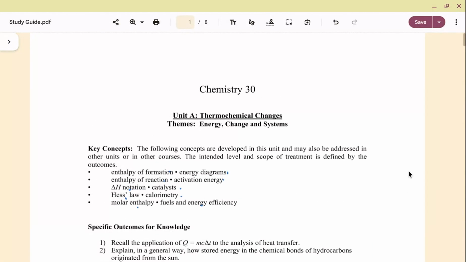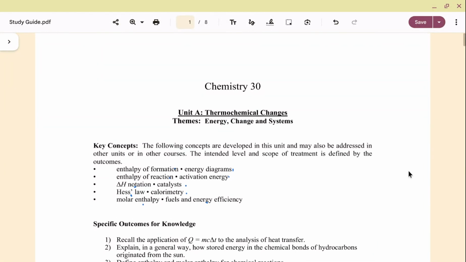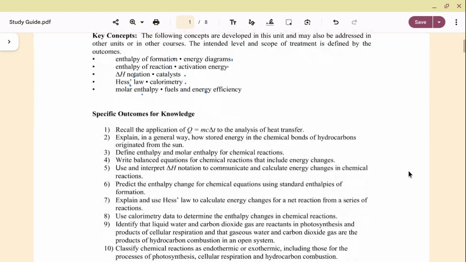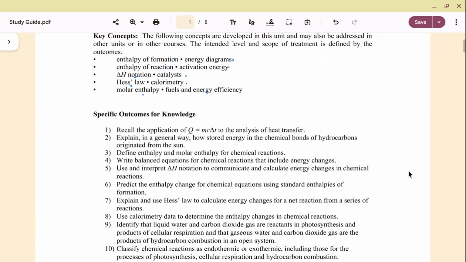Okay, so if you live in Calgary, Alberta, or just in Alberta in general, and you're in Chem 30, your diploma is on Monday. So I just wanted to quickly go over some of those concepts that you need to know for every unit that could come up. So the first little bit is just talking about those key concepts.